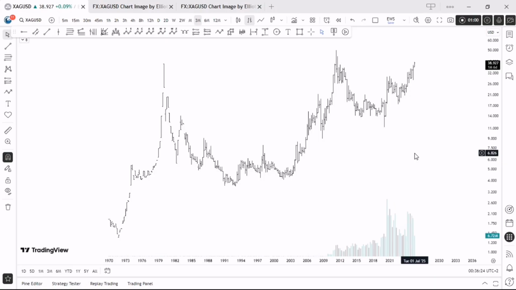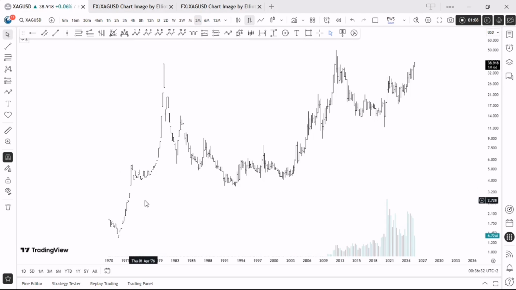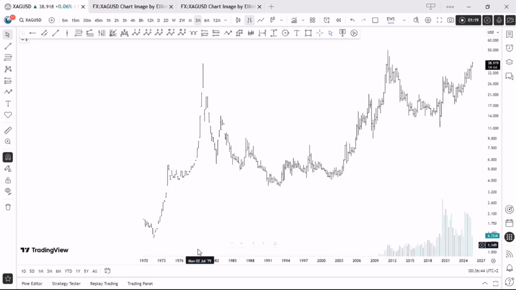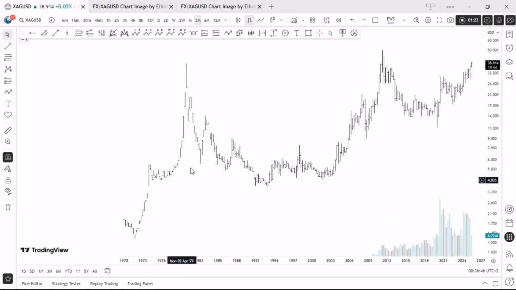So we have silver here. I am actually on the quarterly time frame. As you can see here, there's 3M, so it's quarterly. The available data goes as far back as January 1970 and up to the current date. Judging by what you're seeing right now, I'm just going to zoom in here a little bit.